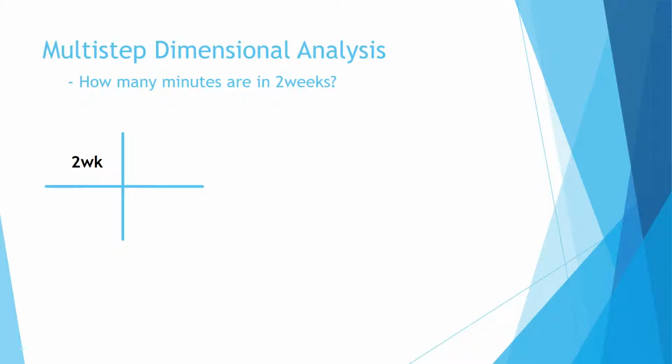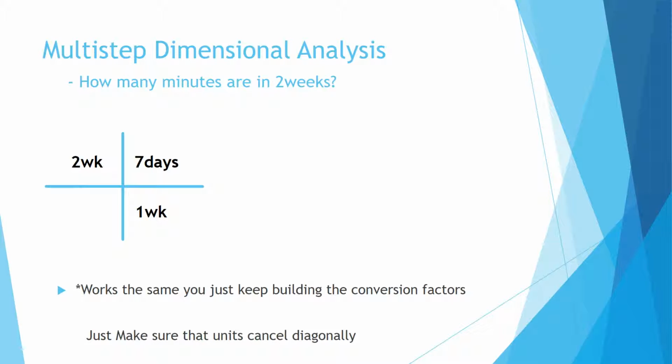So I'm going to start with weeks. What did I know about weeks? Well, I knew that 1 week had 7 days in it. And again, notice that weeks are diagonal from one another. But I'm not done. I need to get farther. I'm in days. I need to get to minutes. So just add another T. It works the same. Just keep building these conversion factors. Just make sure that your units cancel diagonally. So add another T. When you add another T, think of your next conversion factor.